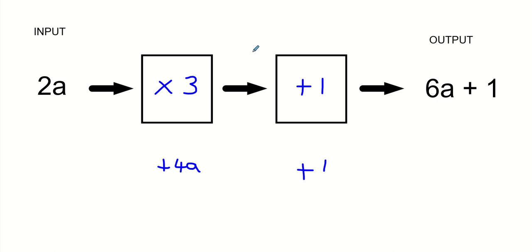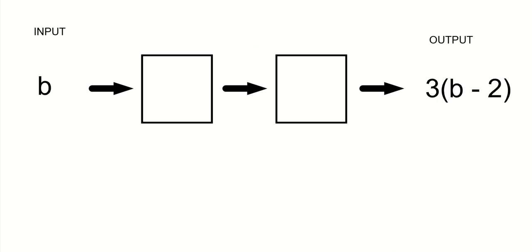Let's have a look at one more example with an algebra slant on it. In this case, we've got an input of b, but an output of b minus 2 in brackets, and then 3 on the outside of the brackets. In this case, you really need to be very confident with BIDMAS, because if you look at the output, you're trying to figure out what calculations were done to make this.